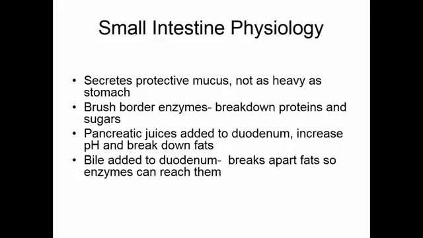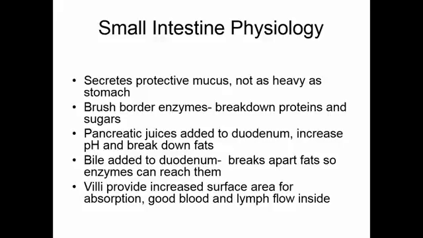Bile is added to the duodenum. This is produced in the liver. Bile helps break fats up into smaller droplets so that the enzymes from the pancreas have a better chance to break them down. The villi provide an increased surface area so that as we begin breaking down the large nutrients to smaller subunits that can be absorbed, we have a good absorptive area.